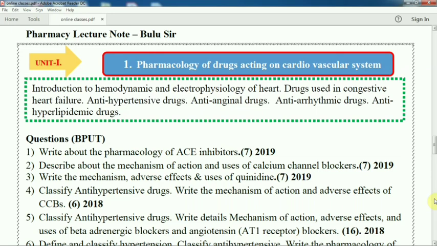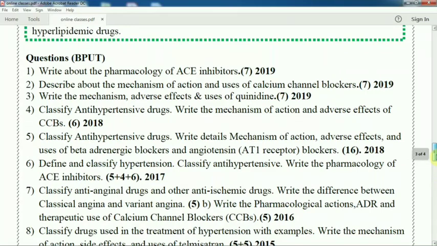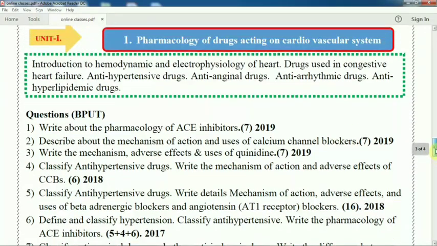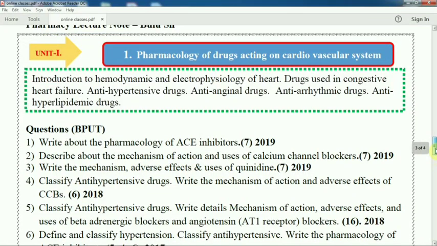In the previous video we have already discussed that every year, one question comes from this chapter. See the trends: short notes and also long questions. ACE inhibitors, antihypertensive drugs, antiarrhythmics, quinidine, calcium channel blockers. Every year, the question definitely comes. So we'll go through the details, mainly the antihypertensive drugs and antiarrhythmics.